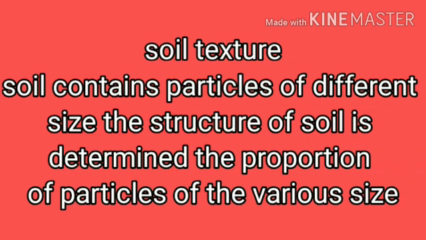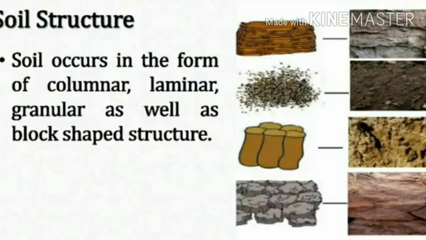Soil texture. Soil contains particles of different sizes. The texture of the soil is determined by the proportion of particles of various sizes. There are 3 types of soil texture: sandy soil, silt soil, clay soil. Soil structure. The structure of soil depends upon the different shapes of the particles in it. The fertility of soil depends upon the soil structure. The advantages of good soil structure: roots get a sufficient supply of oxygen, and water drainage is good.